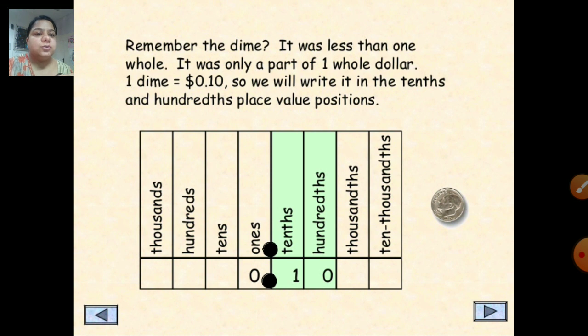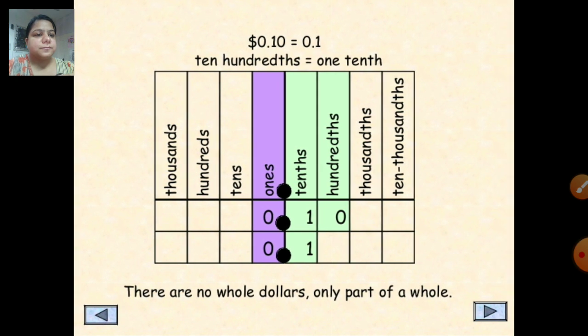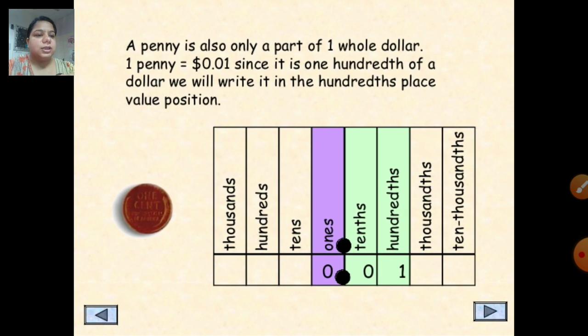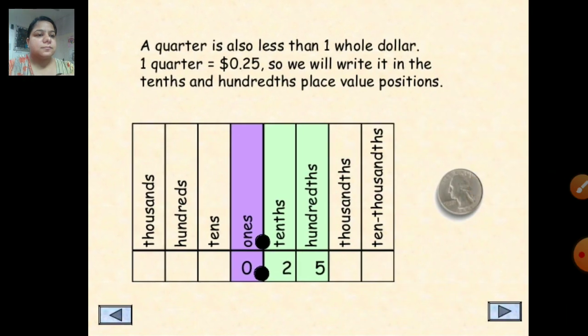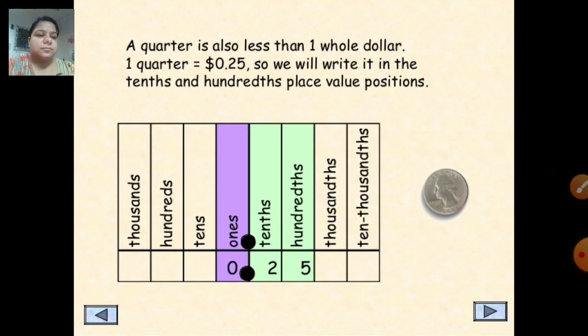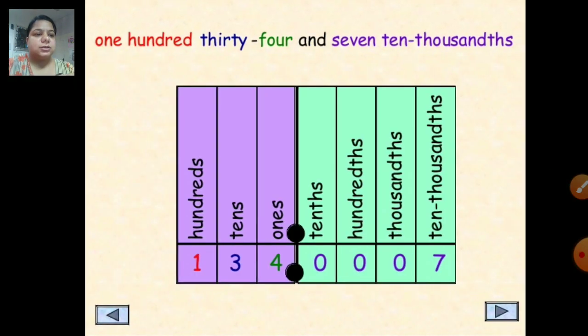And again, if you know that 1 tenth is equal to 0.10. So 0.10 has 1 tenth and 0 hundredths. So this will be written as 0.10, right? And if we need to write 0.25, it will be written as 0 ones, 2 tenths, and 5 hundredths, like this in the place value chart.